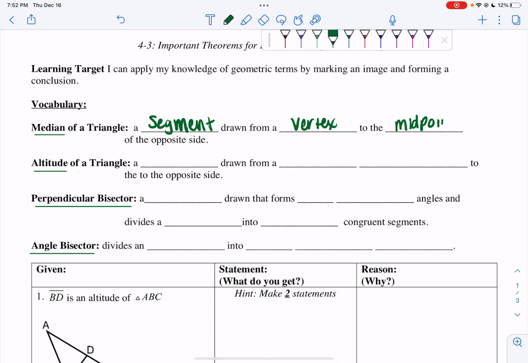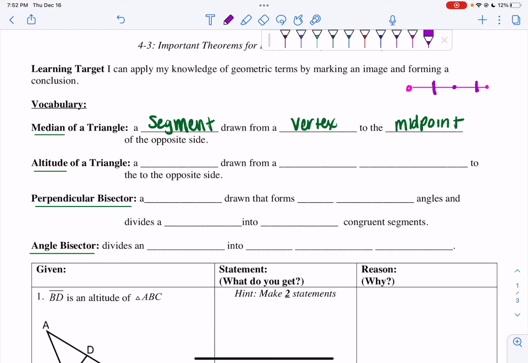Now, let's think about what a midpoint does. What does a midpoint do? Very good. A midpoint creates two congruent segments. So if I had a segment like this, and I had my midpoint right here, I can say that this segment is congruent to this segment.